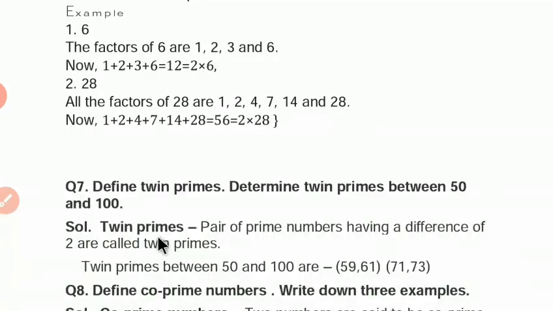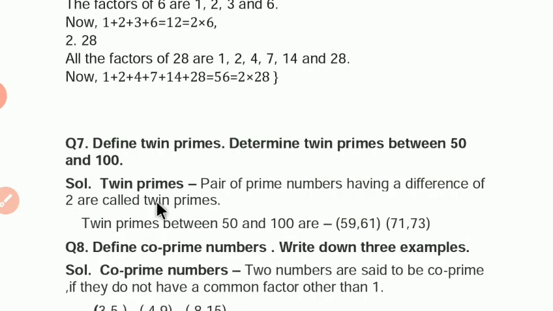Then question number 7, define twin primes, determine twin primes between 50 and 100. First we have to define what a twin prime is. Twin primes means the pair of prime numbers having a difference of 2. We have to see pairs, meaning two prime numbers between which there should be a difference of 2. Already we have discussed this in our previous class, so let us see once again.